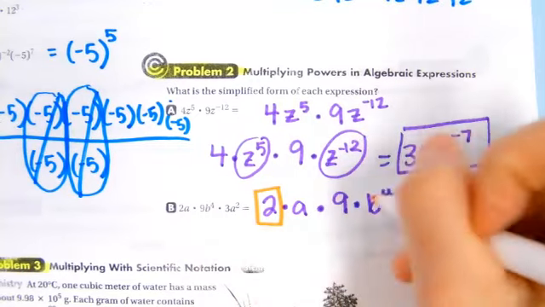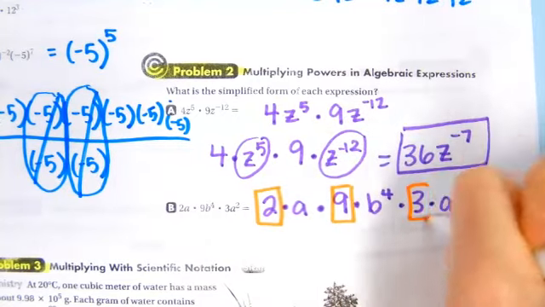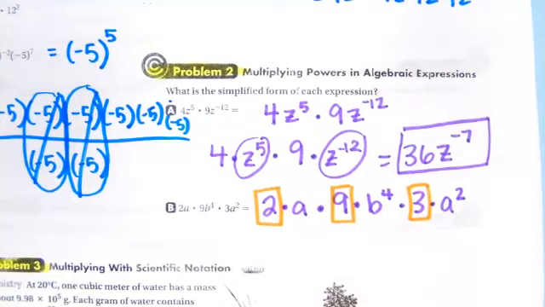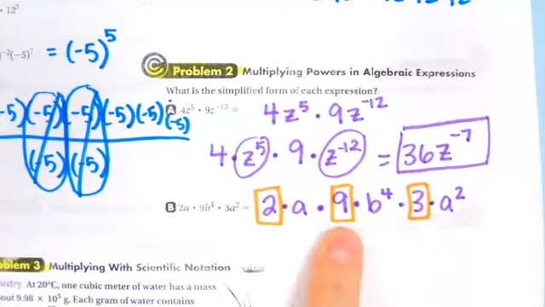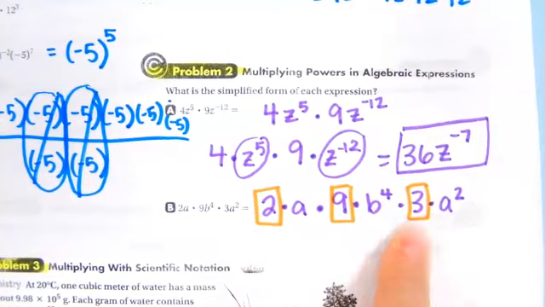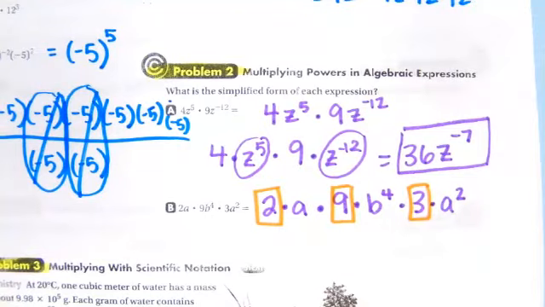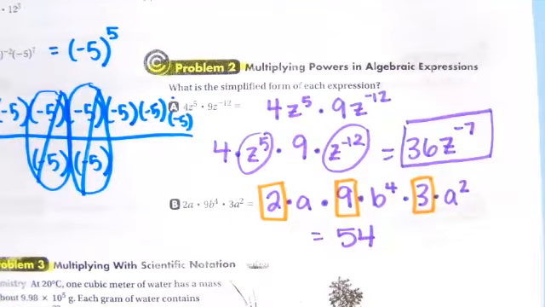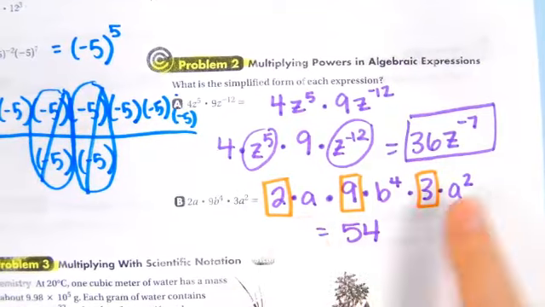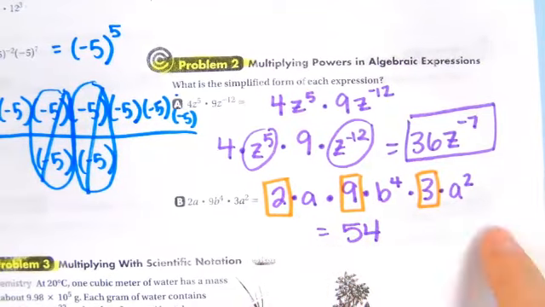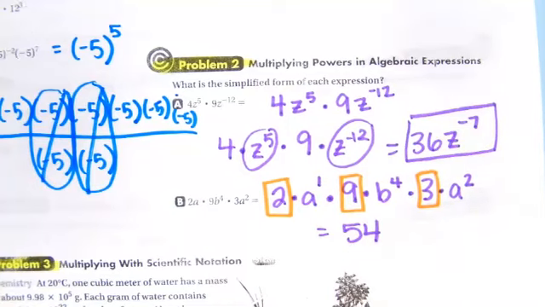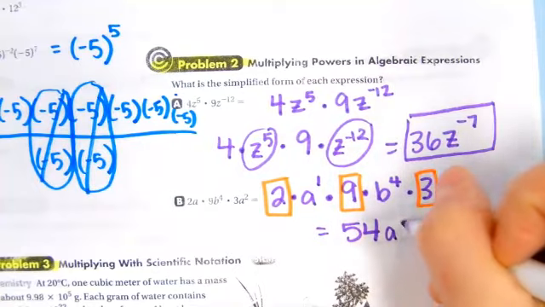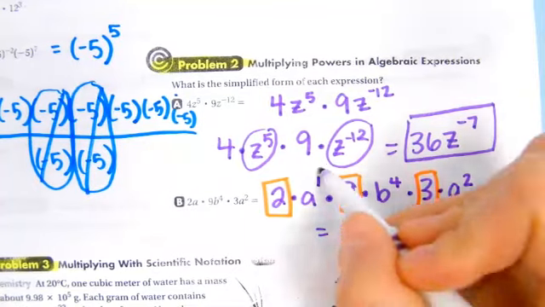These are all unlike. 2 and 9 and 3 are unlike bases, and they're all numbers, so I can multiply them. So 2 times 9 times 3 is going to give us what? 54. Okay, so that's going to be our new base number of 54. Now, do I have any like bases that are left? A and A. What's my new exponent? 3. Yes, there's a hiding 1 on that A. So 1 plus 2 gives me an A to the 3rd power.